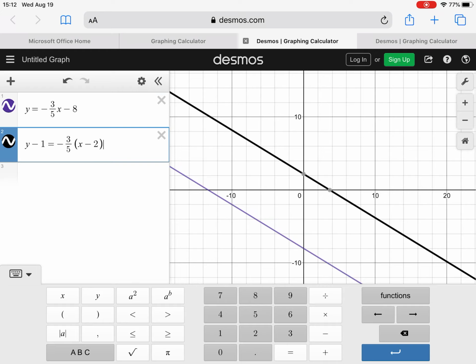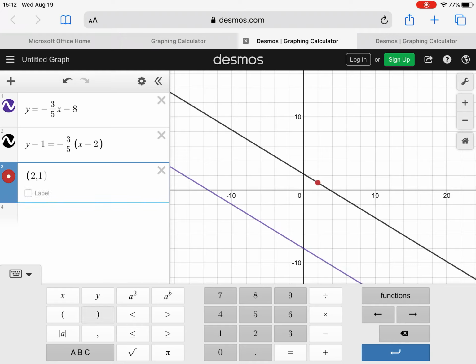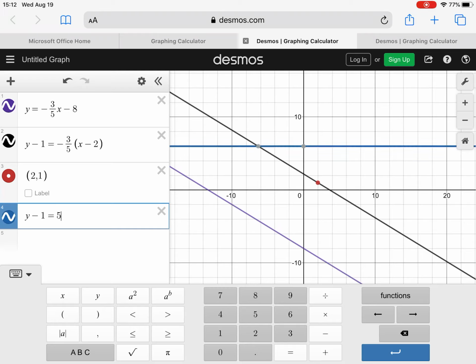So that definitely looks parallel. If we want to make sure that it goes through the point 2, 1, we could actually graph the point 2, 1. Sorry, having some troubles. 2, 1. There we go. It does go through that point. Thank goodness.